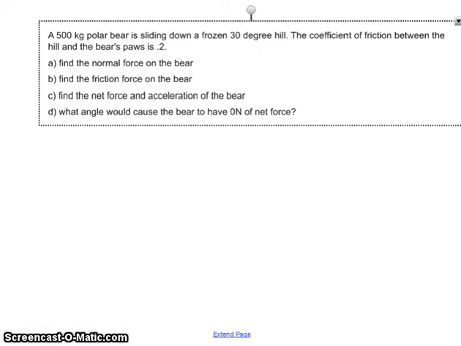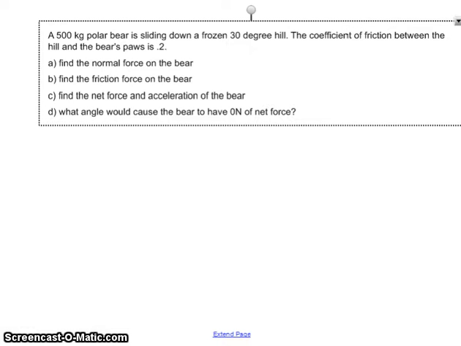A 500-pound polar bear is sliding down a frozen 30-degree hill. The coefficient of friction between the hill and the bear's paws is 0.2. Things that we want to find are the normal force, the friction force, the net force, and the acceleration on the bear. And if we had to modify the problem, how could we modify the angle of the hill so that it would cause the bear to have 0 newtons of net force?